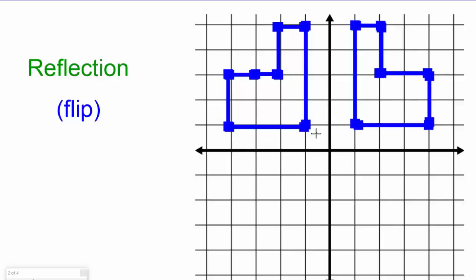And then it goes all the way back. So you can see how it's the same shape. It just looks like I have flipped it over. It looks like it's looking in a mirror, and the mirror is that axis. Now I can flip it over the x-axis as well.